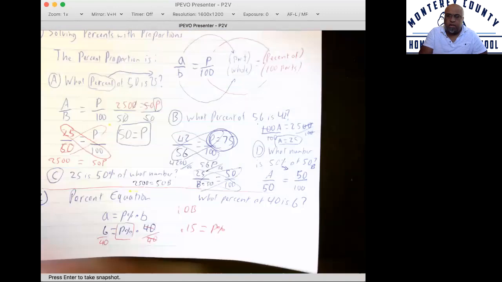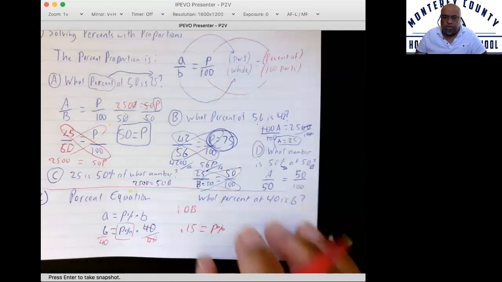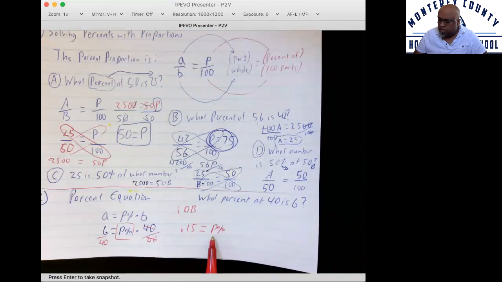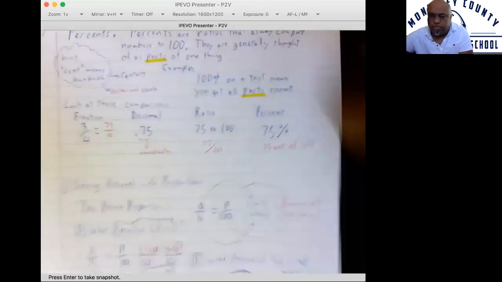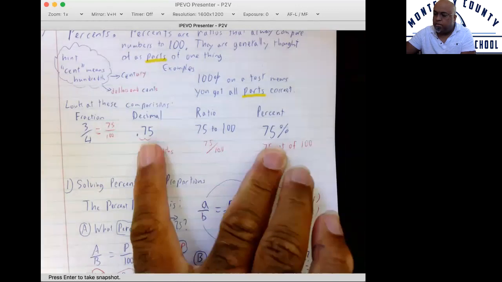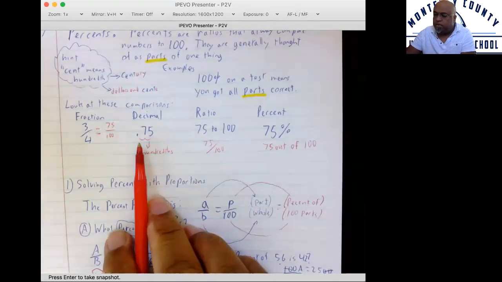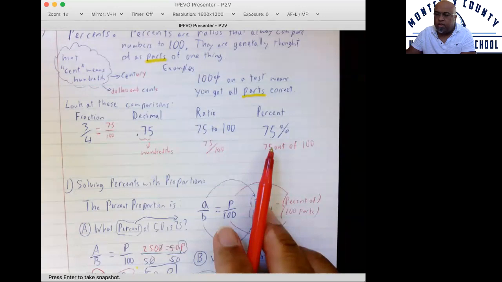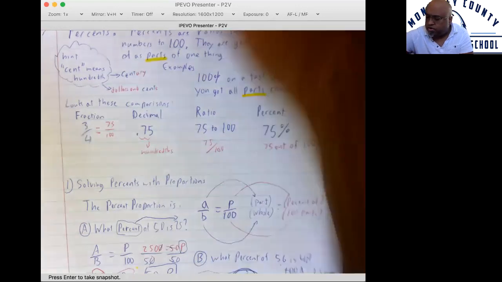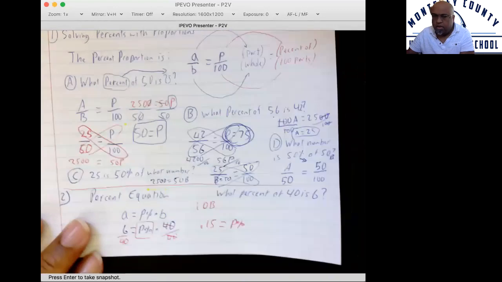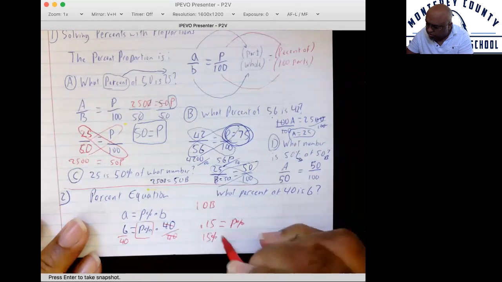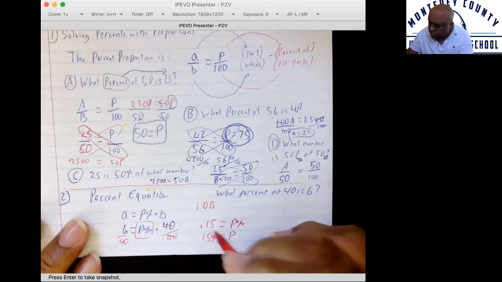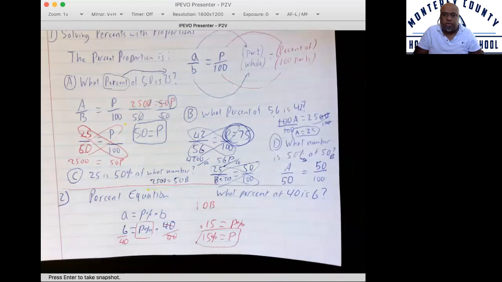I'll go ahead and move my calculator out of the way. So I want to get P by itself, but I have a decimal here. Well, a quick reminder from the beginning of the lesson, decimals and percents are very similar. See, I have 0.75 also means the same thing as 75%. So in order to change a decimal to a percent, all you have to do is drop the decimal point and write it as a percent. So the answer is P is equal to 15%.